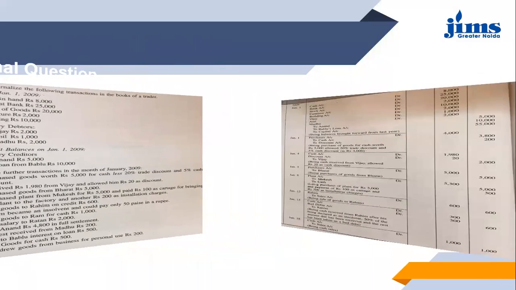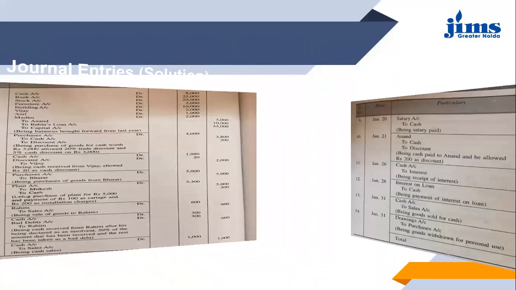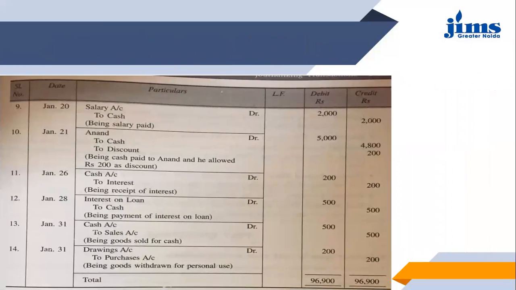So the entry here will be on the next page. You can see salary account debited to cash. First you will put the date, then salary account to cash, journal entry being salary paid.